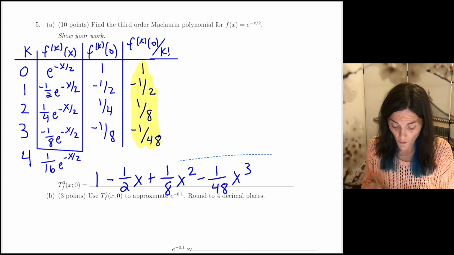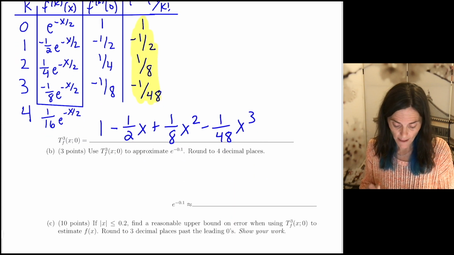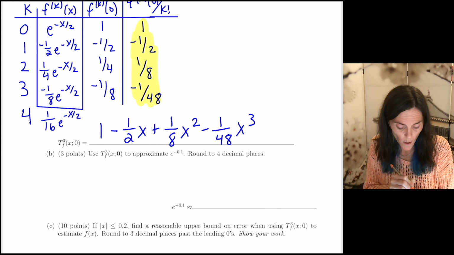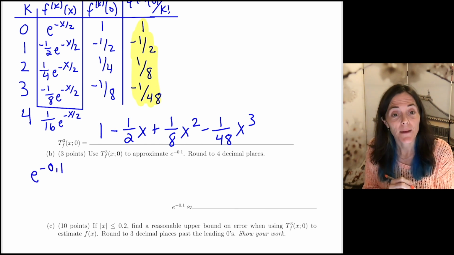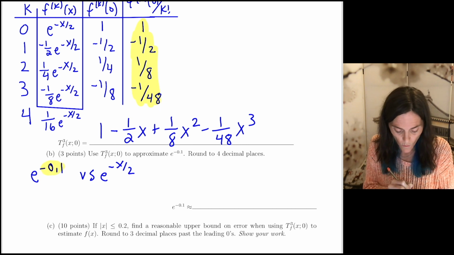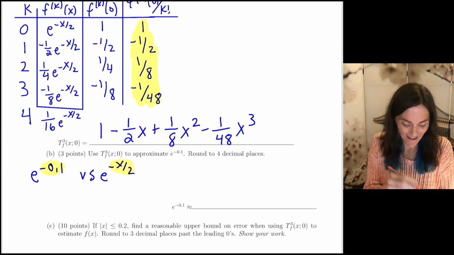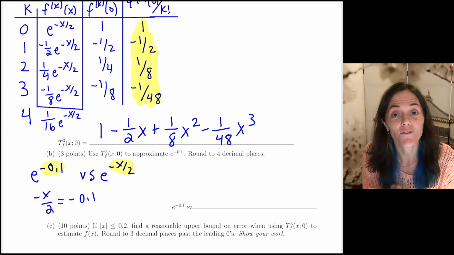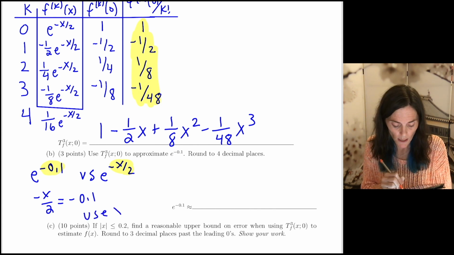Now we have to use it though. Let me move this up so we can read the directions. We want to estimate e to the minus 0.1. So you know how I do this. This is what I want to estimate. And my function is here. And so I just line it up and compare. We would have minus x over 2 equals negative 0.1, and we solve for x. So let's use x equals positive 0.2.